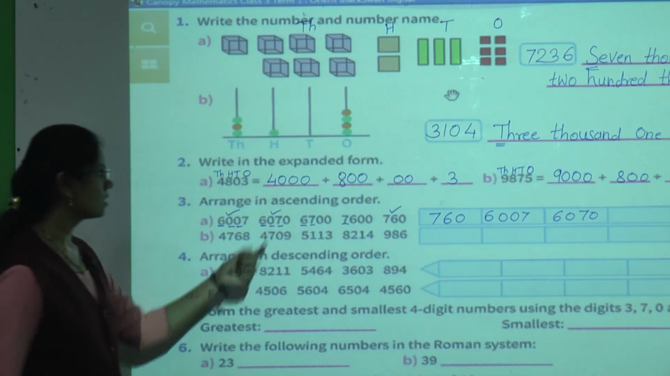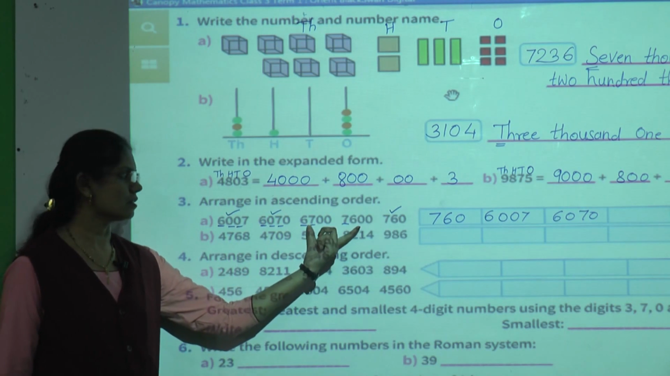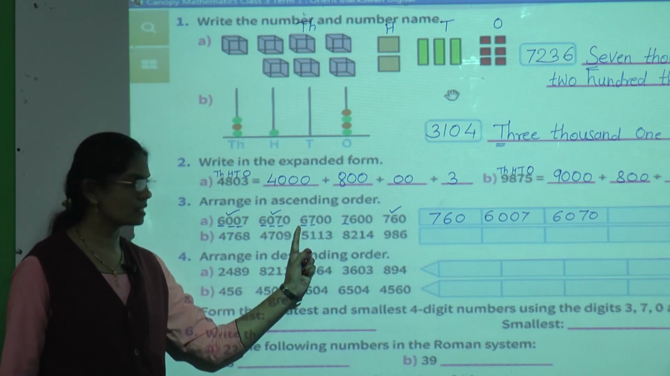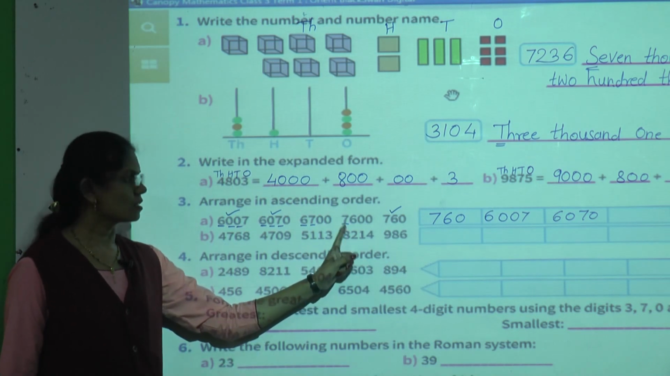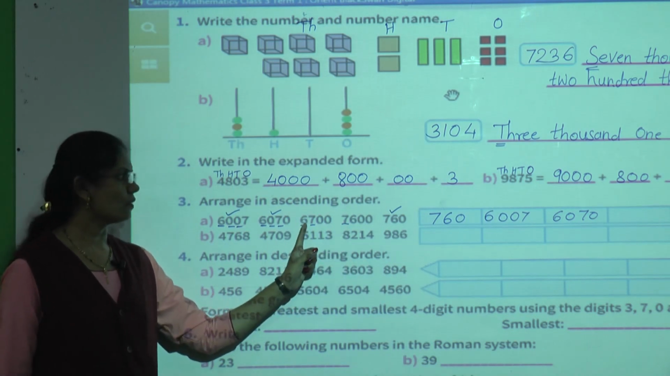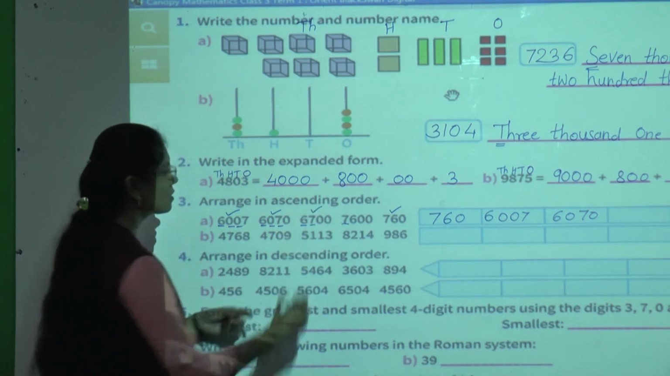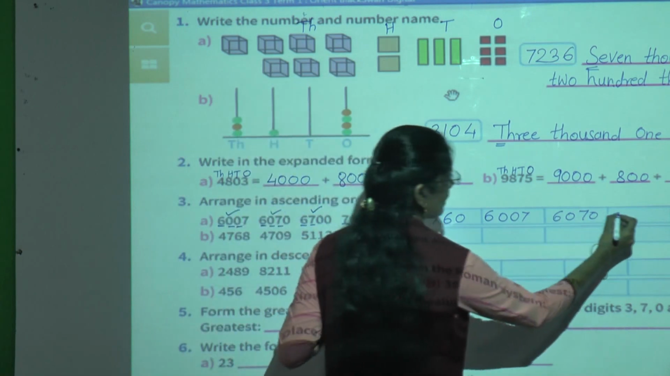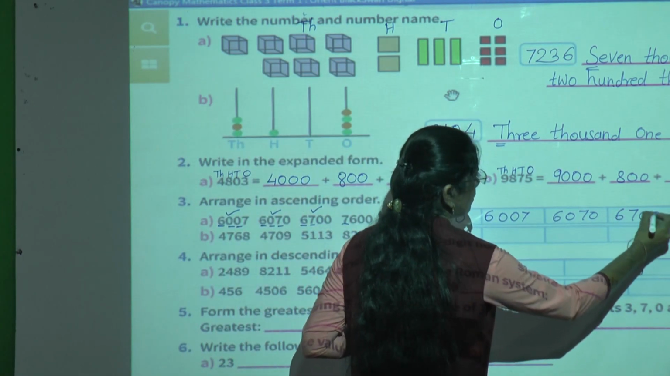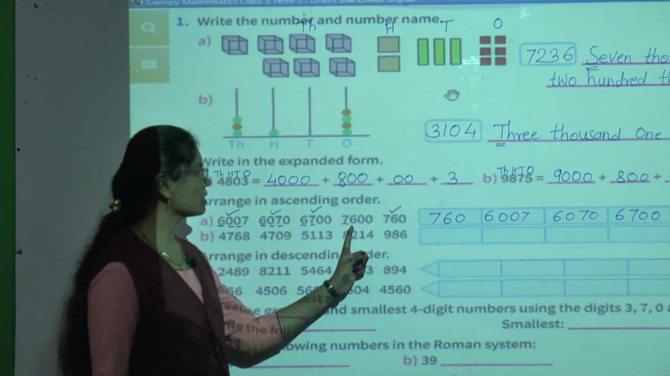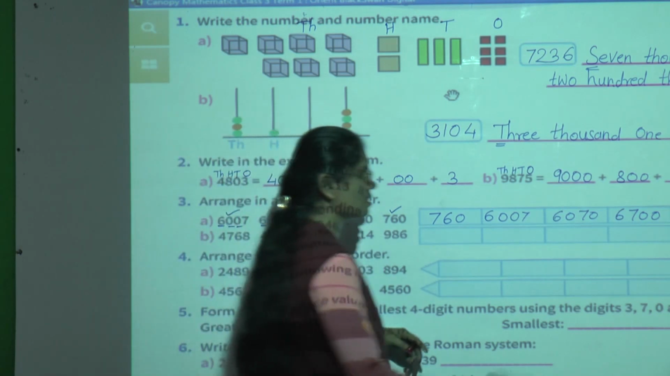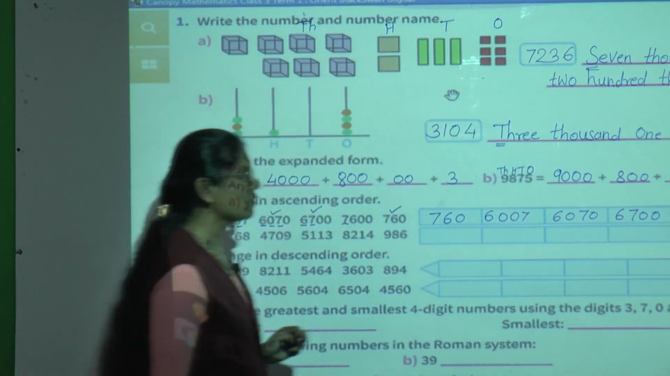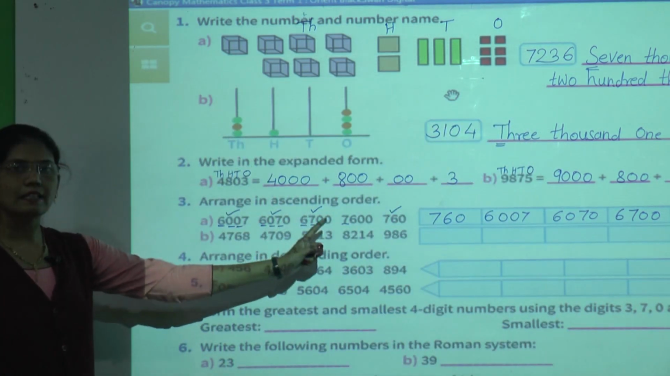Now see students, which two numbers are remaining? Yes, these two numbers are remaining. Now see, at thousands place here 6 is there, here 7 is there. So 7 is greater than 6. So we will write this number first. Why? Because we have to arrange the numbers in ascending order. So 6700. And at the last, which number is remaining? 7600. So in this way we can arrange the numbers in ascending order.